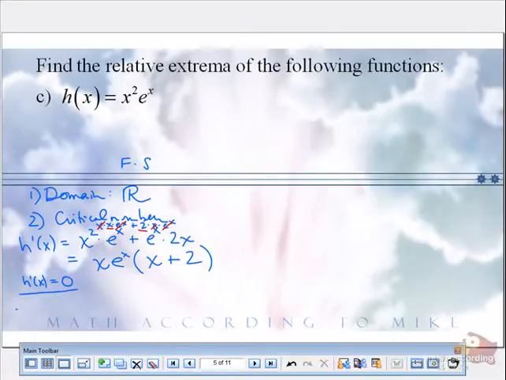This is a product, x times e to the x times x plus 2. When you have a product that equals 0, that means the individual parts could equal 0. So the first individual part is x. So x equals 0, what does x equal? 0! So that's a critical number, 0. E to the x, so we said e to the x equal to 0.